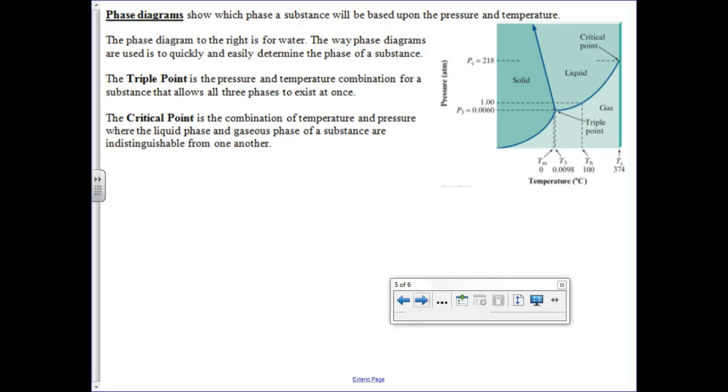Now, on these phase diagrams, there are two points that are kind of important. The first point is called the triple point. The triple point is the combination of pressure and temperature that will give you all three phases at the exact same time. So at this point right here, at a pressure of 0.006 atmospheres and a temperature of 0.0098 Celsius, water will exist as a solid, liquid, and a gas all at the same time.